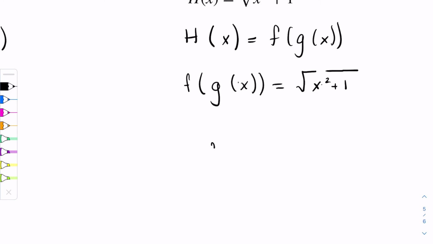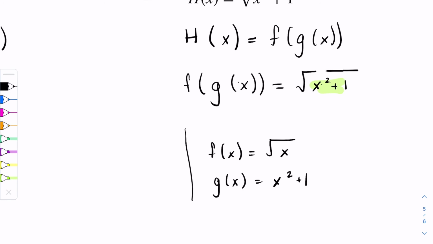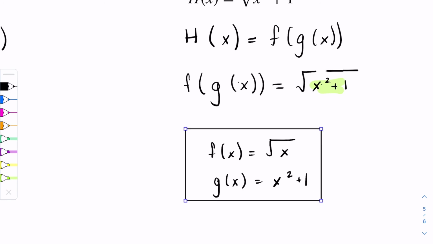So I would break this apart. The outside function be something as simple as the square root of x. The inside function be the expression, so the more complex part. Make the inside function be x squared plus 1. That tells you that when you substitute g of x in for f of x, you're replacing your x value with x squared plus 1, which will give you your original expression.